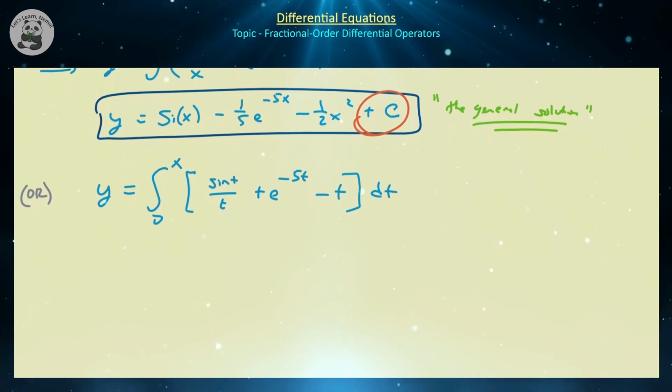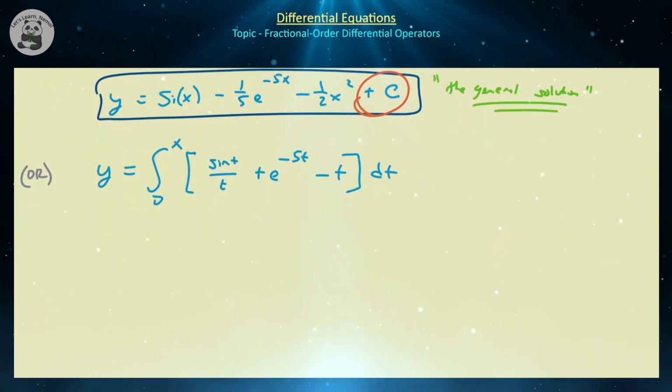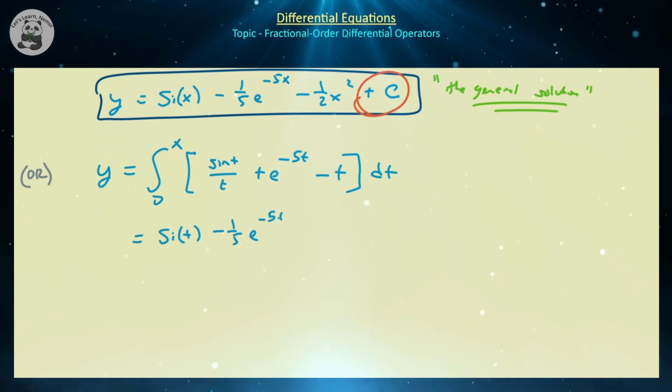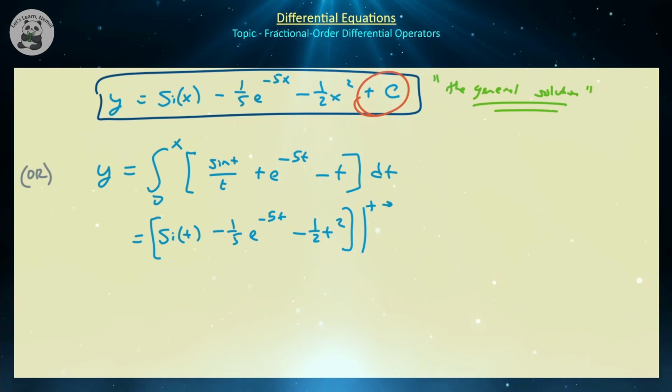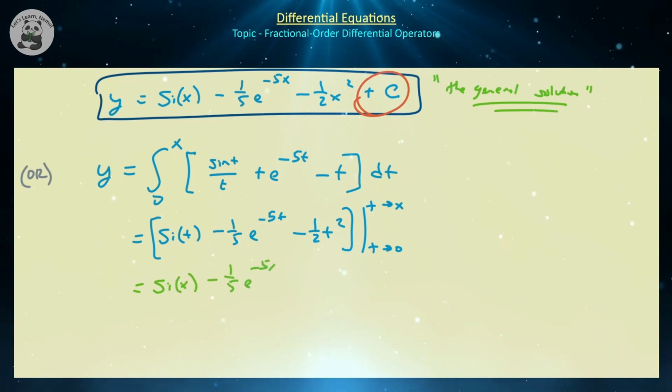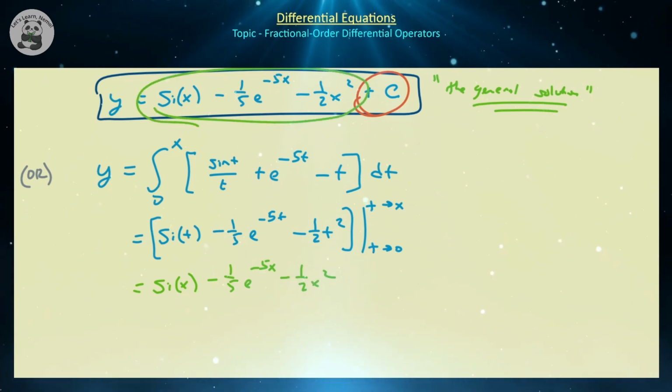And notice I'm saying the solution, so I'm in some sense hinting at a particular solution. Because what will this be equal to? That's just going to be equal to the sine integral of t minus 1/5 e to the minus 5t minus 1/2 t squared. But then we would just have to evaluate this as t goes to x and as t goes to 0. So when we do that, what are we going to have? Well, we're going to have sine integral of x minus 1/5 e to the minus 5x minus 1/2 x squared, which is the same as the front part of the solution.